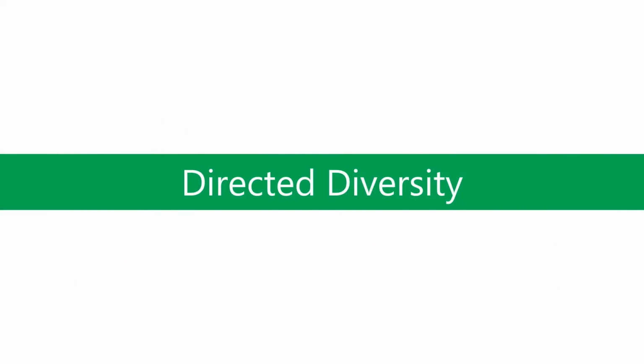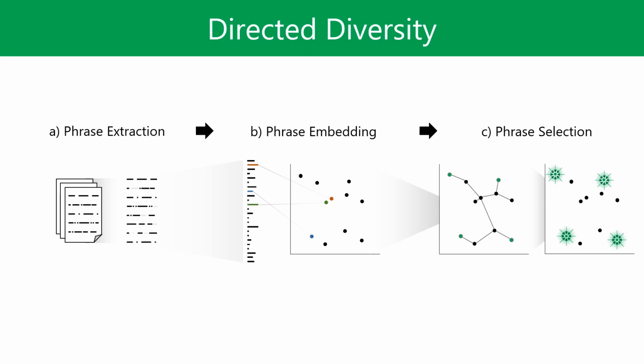Directed diversity. Directed diversity involves 3 steps. First, we extract phrases from a corpus of documents, such as online articles and discussion forums. Second, we obtain a vector representation or embedding of each phrase by applying the Universal Sentence Encoder, a deep learning language model. This allows us to calculate diversity metrics and select phrases based on their vector distances. Third, we select the diverse subset of phrases using our proposed selection mechanism described next.